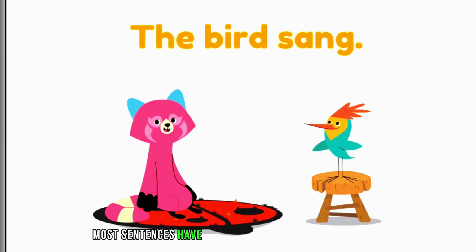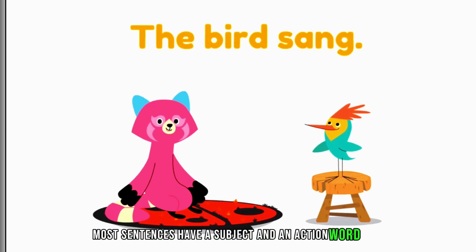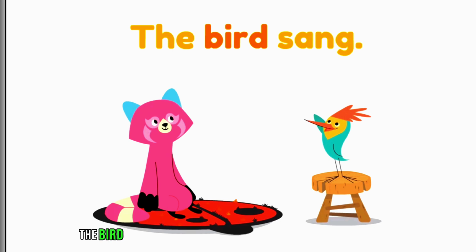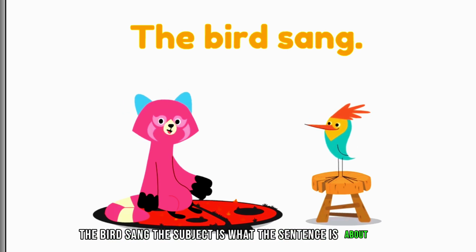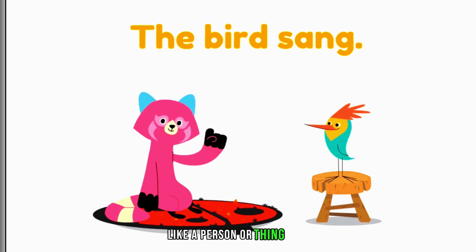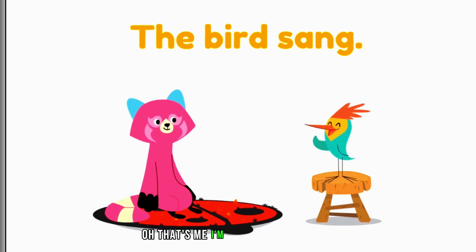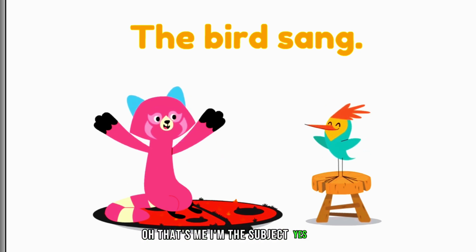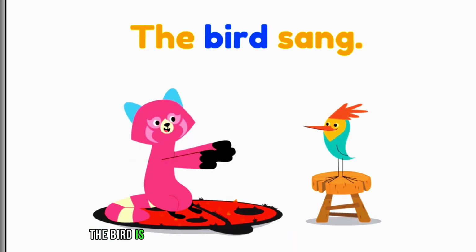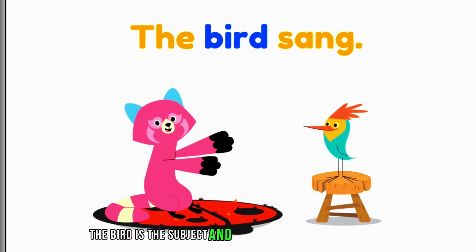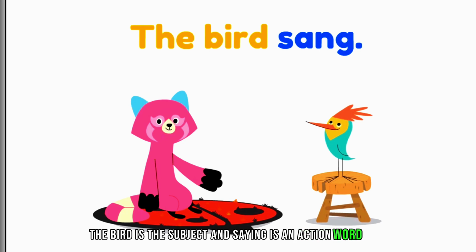Most sentences have a subject and an action word. The bird sang. The subject is what the sentence is about, like a person or thing. Oh, that's me! I'm the subject! Yes, the bird is the subject, and sang is an action word.